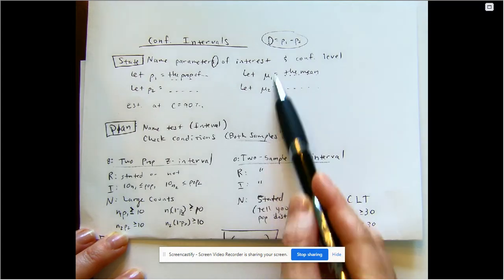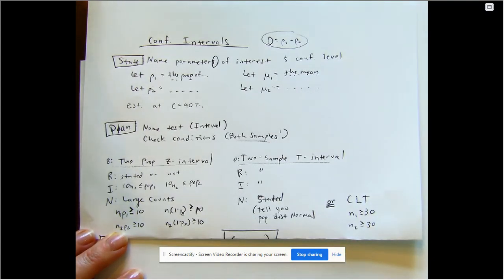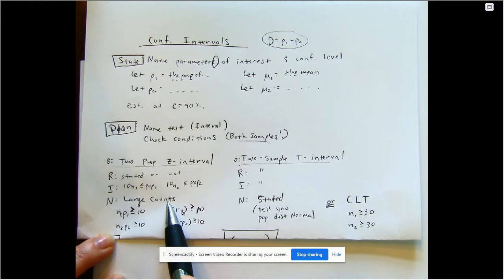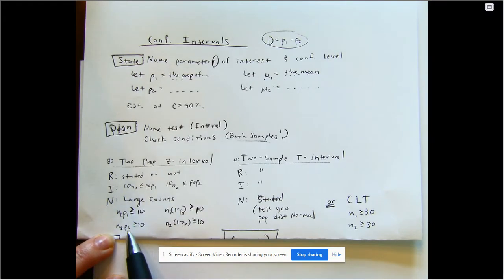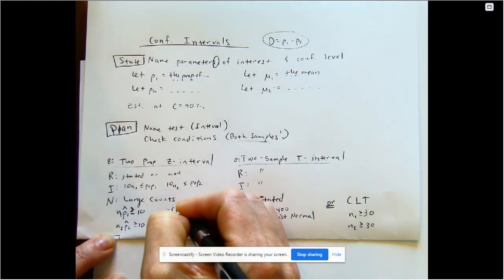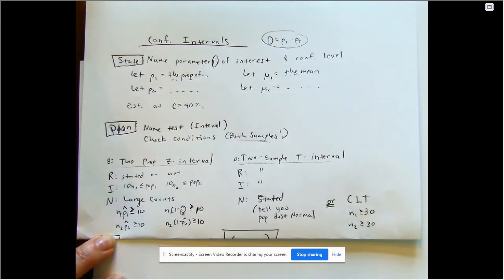This is the same for means. Our random and independence checks, they're the same. Those are little ditto marks. For normality for proportions, remember our normality check is large counts. So we need at least 10 successes and at least 10 failures. But you're going to have to do that for both populations. So n1 times p1, n2 times p2. Now, do note for confidence intervals, we don't actually have a p. We have a p hat. But same idea.